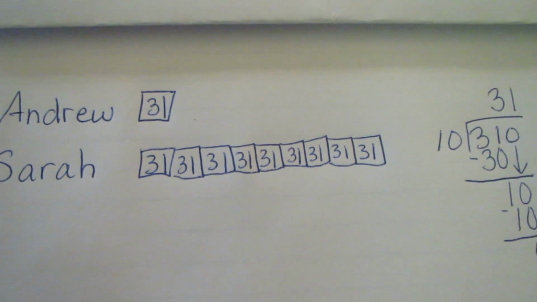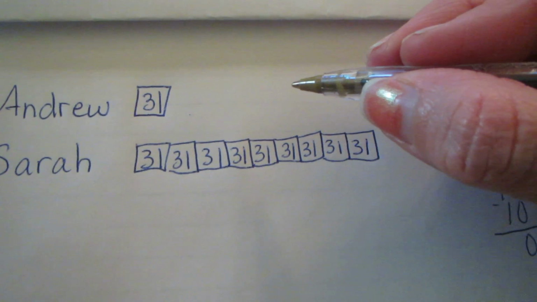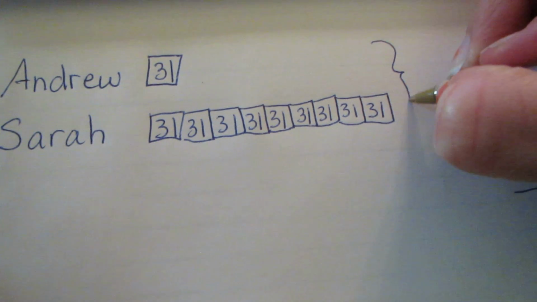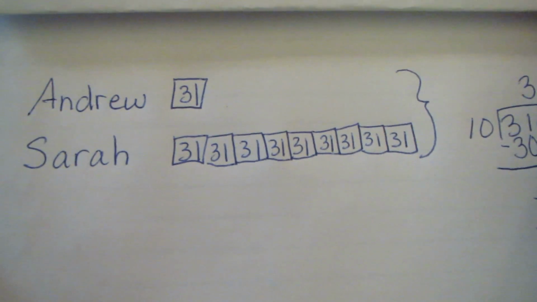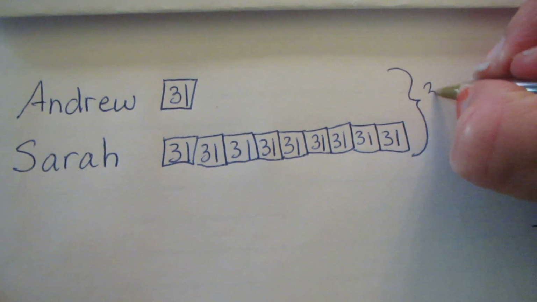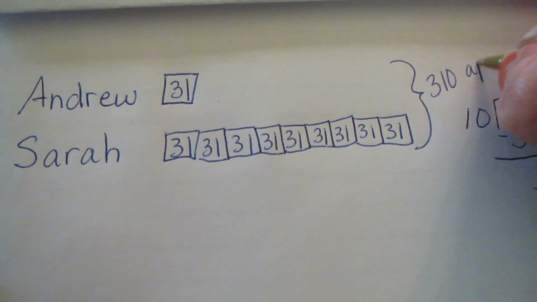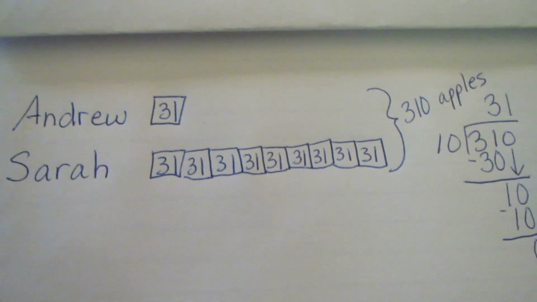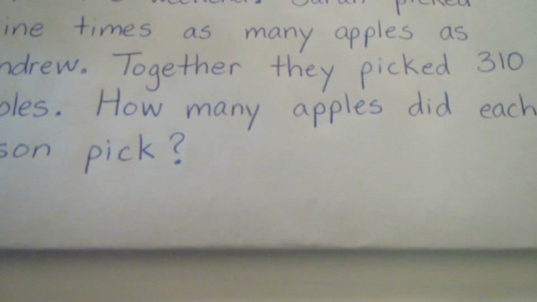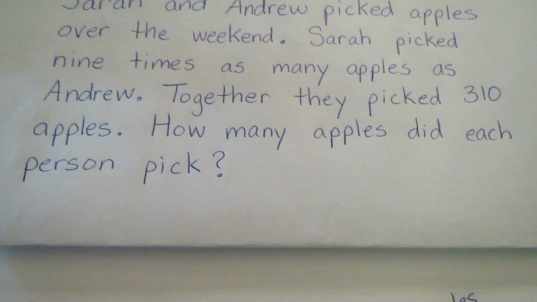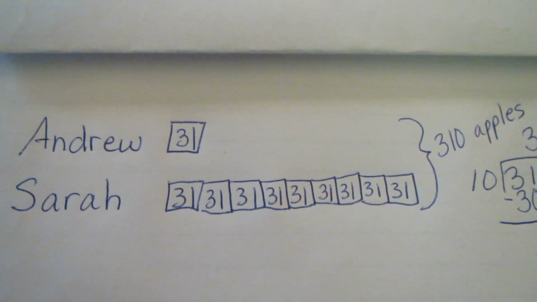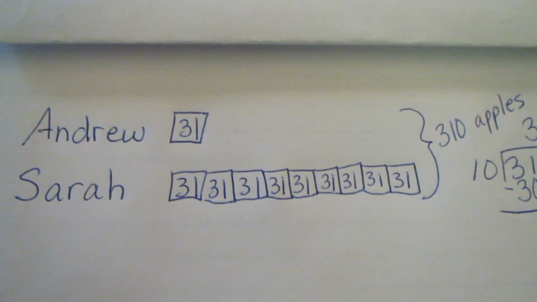Okay, so now if we added 31 that Andrew picked plus the 9 times 31 that Sarah picked, we should get a total of 310 apples. Okay, so now the question wanted to know how many apples did each person pick? Well, we can easily see from our bar diagram that Andrew picked 31 apples.